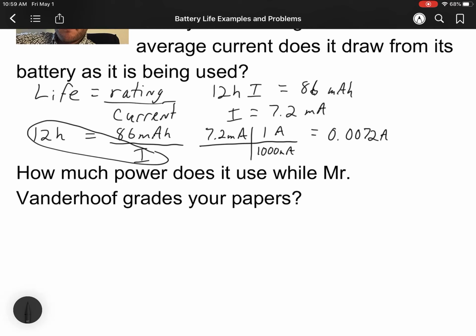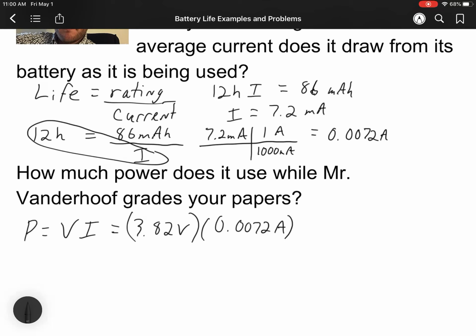Now, as I'm grading your papers or doing these screencasts, let's see how much power that's using and compare it to a light bulb. So P equals VI. It says it operates at 3.82 volts, and the current is 0.0072 amps. So that's 0.028 watts. In comparison, a modern light bulb is about 13 watts. An old school light bulb would have been something like 60 watts. So it's using very little power compared to those things.